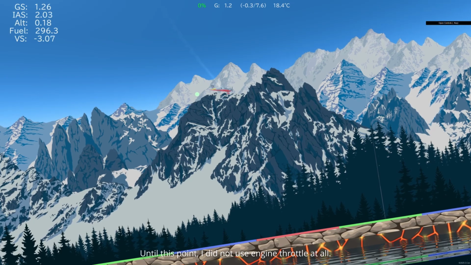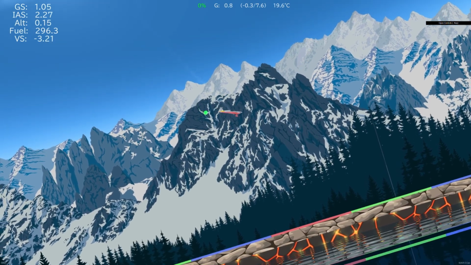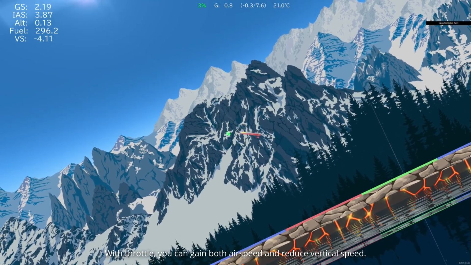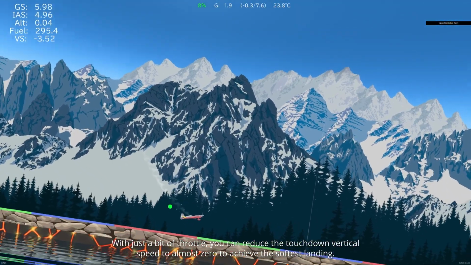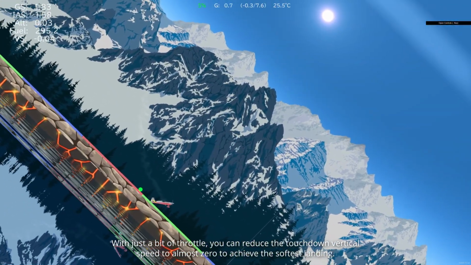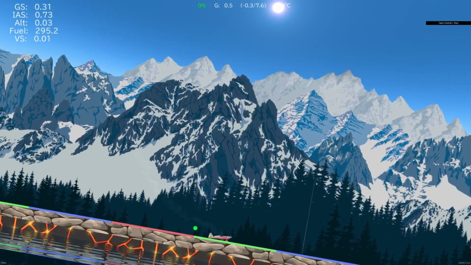Until this point, I did not use engine throttle at all. With throttle, you can gain both airspeed and reduce vertical speed. With just a bit of throttle, you can reduce the touchdown vertical speed to almost zero to achieve the softest landing.